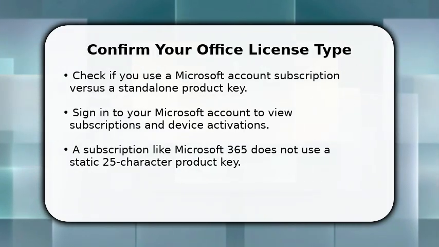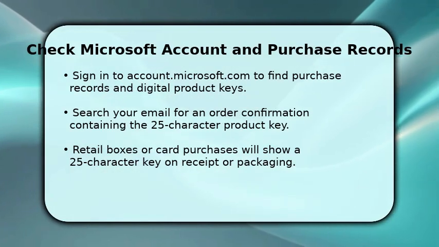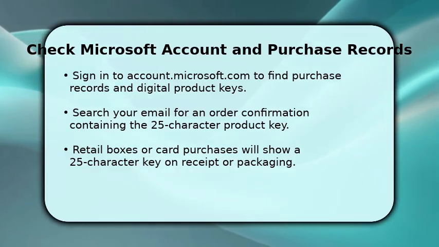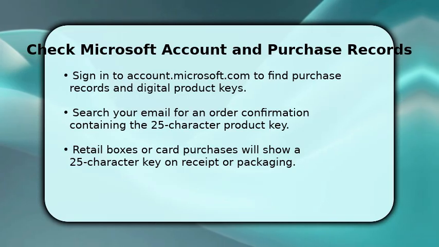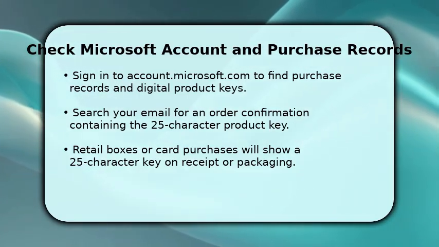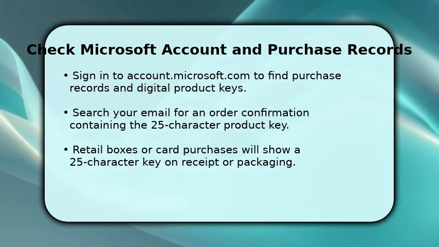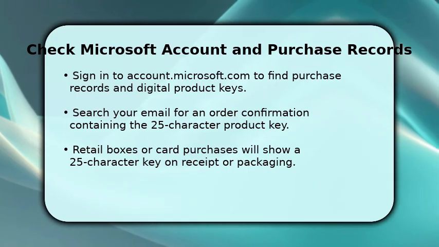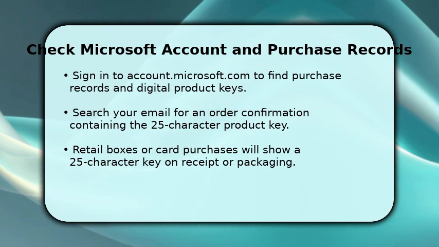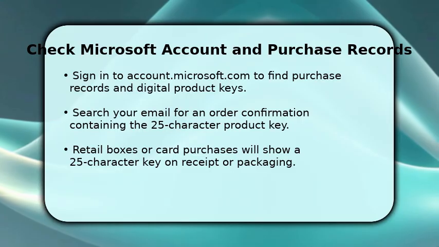If you purchased Office online, sign in to the Microsoft account you used to buy it. Open Services and Subscriptions to view purchase history and redemption details. Check your email inbox and spam for order confirmations that include the 25-character product key or a link to redeem it. If you bought a boxed copy or card, inspect the physical packaging and receipt for a printed key. For gifts or transfers, ask the seller for the original purchase email or key documentation to avoid license issues.